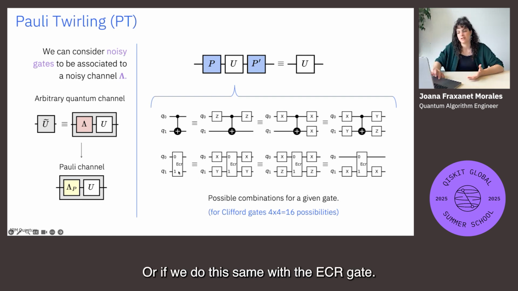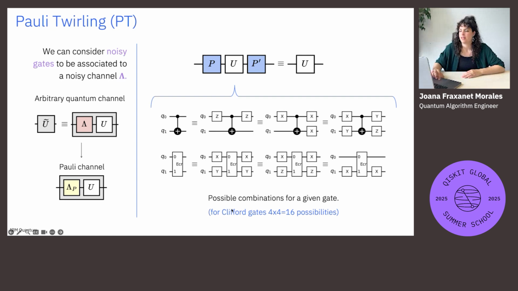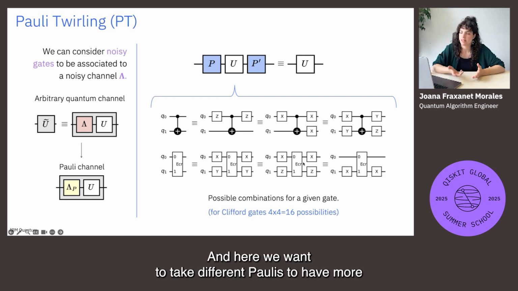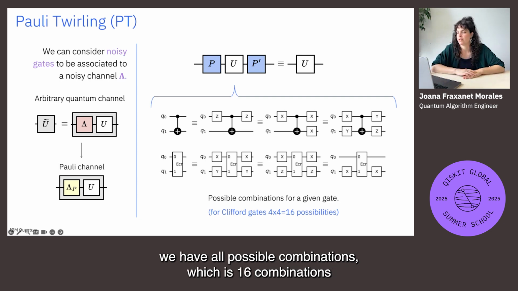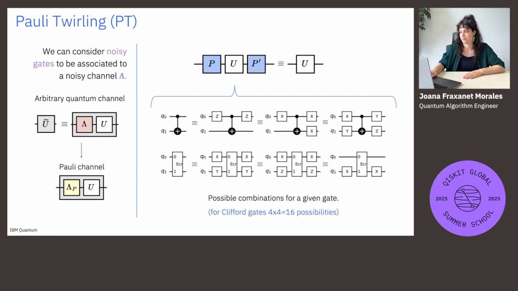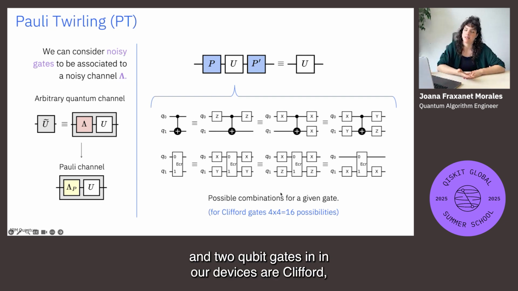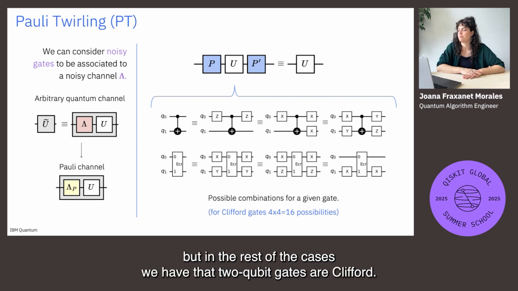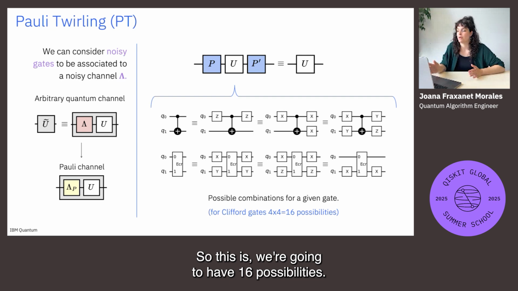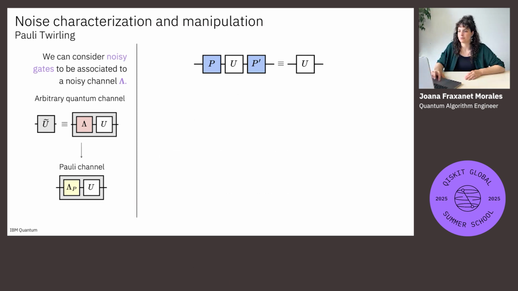Or if we do the same with the ECR gate. So there are many possible combinations, and here we want to take different Paulis to have more different types of combinations, not only 4. In fact, for Clifford gates, we have all possible combinations, which is 16 combinations. And 2-qubit gates in our devices are Clifford in most cases, not when we're implementing fractional gates, but in the rest of the cases 2-qubit gates are Clifford, so we're going to have 16 possibilities.